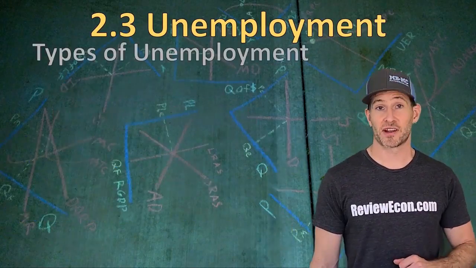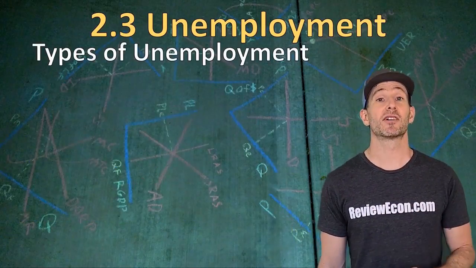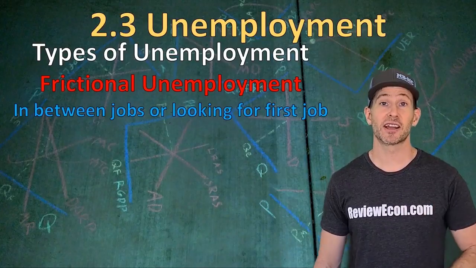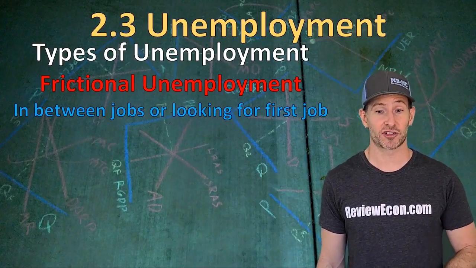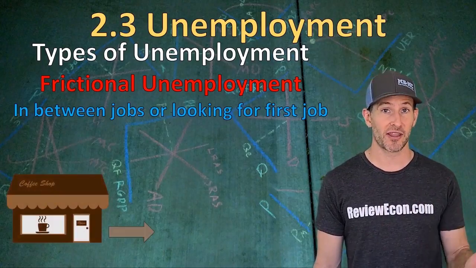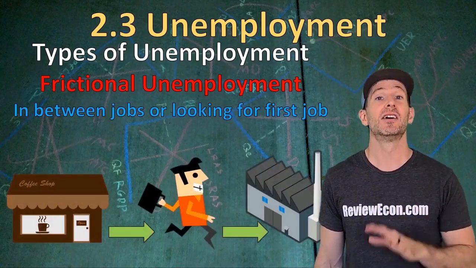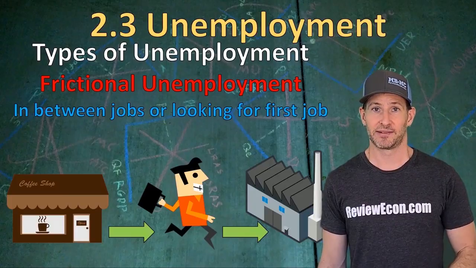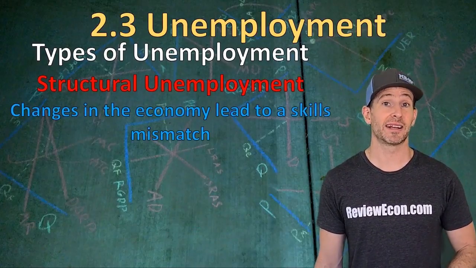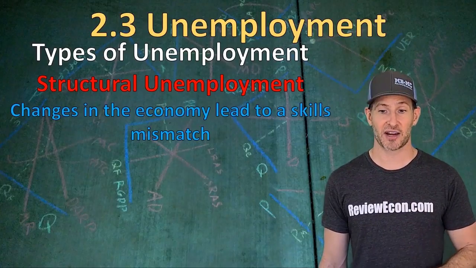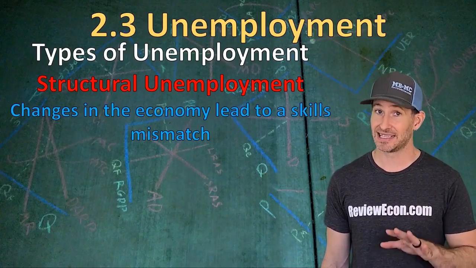So there are three types of unemployment that you need to know. The first one is called frictional unemployment. Frictionally unemployed workers are people that are in between jobs or looking for their first job. If you move from one job to another, either you quit or you were fired, you are frictionally unemployed. The second type of unemployment is called structural unemployment. Structural unemployment exists when there are changes in the economy, which leads to a mismatch in skills.